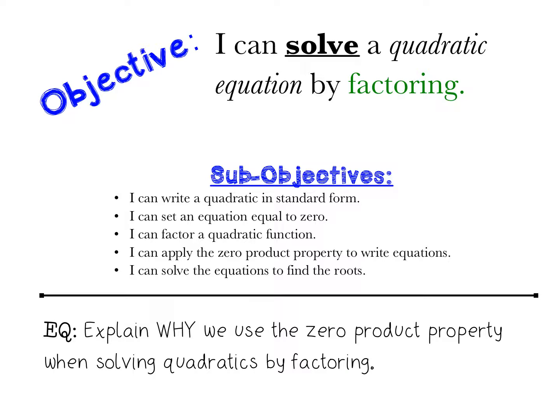Alright, so our goal for this lesson is to solve a quadratic equation by factoring. Now, this will not work every time, and we'll talk about specifically when the best times are. But as we work through this lesson, I want you to be thinking about why we use the zero product property when we solve quadratics by factoring. So how does that play into the process?